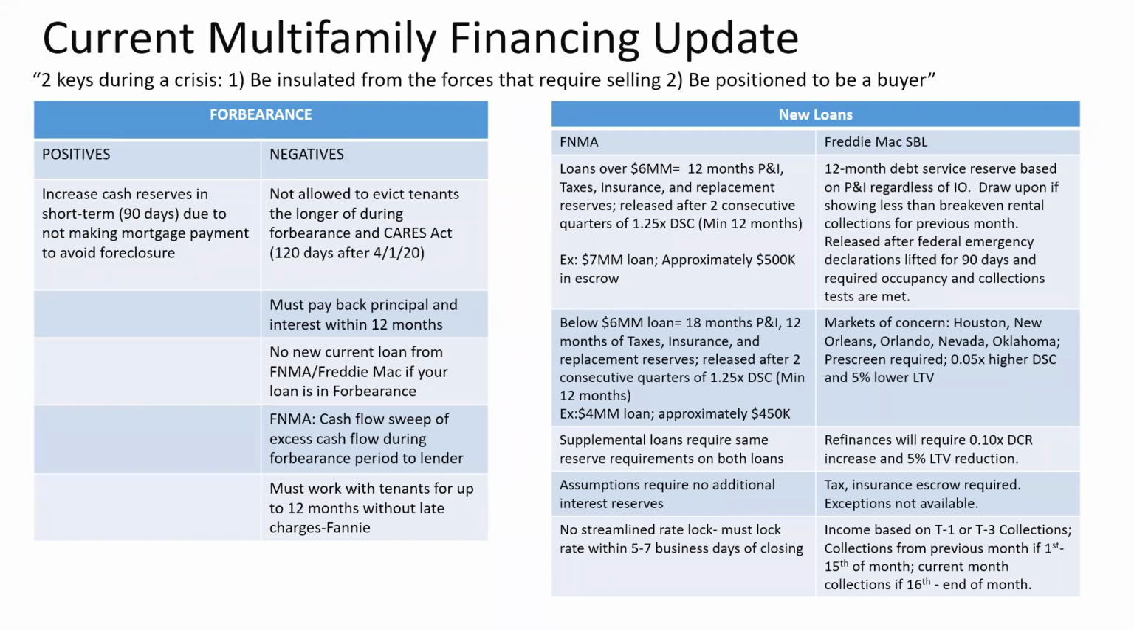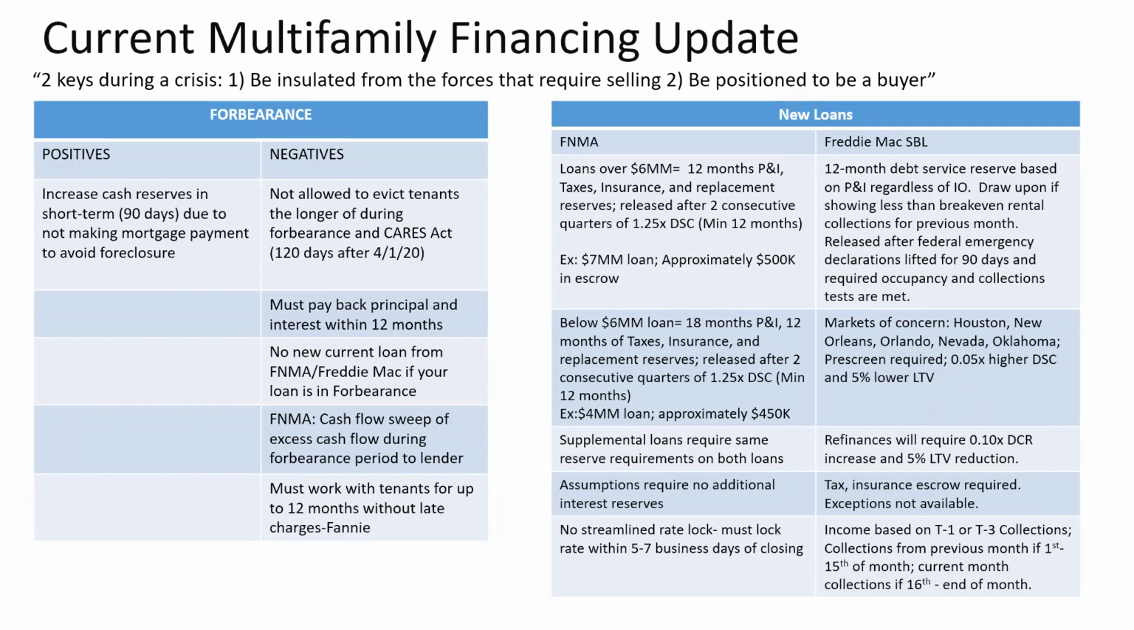So on forbearance, Fannie and Freddie have essentially come out and said, look, you can give it 90-day forbearance, but you can't evict tenants. You have to pay this back within 12 months. You can't do any new loans, and any cash flow we're going to sweep during this time. All right. So there's a lot of negatives for forbearance.